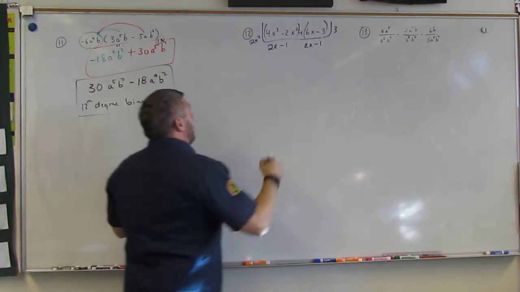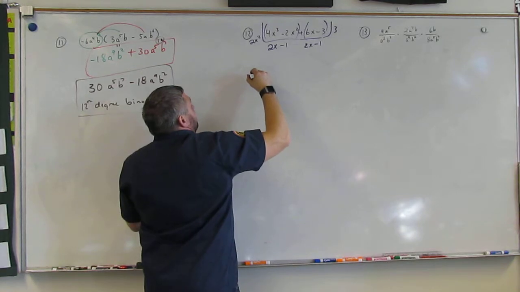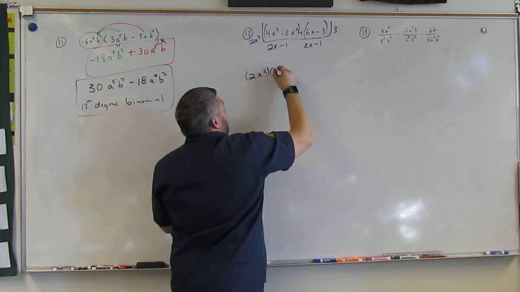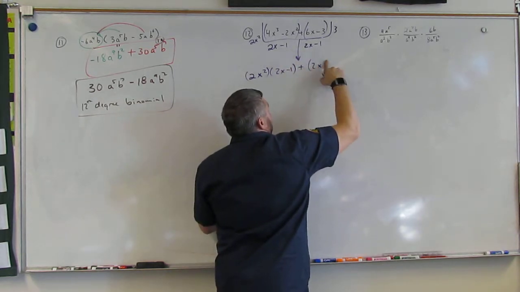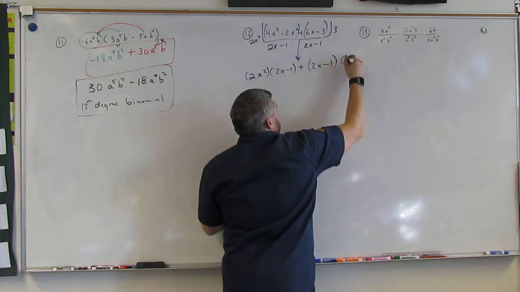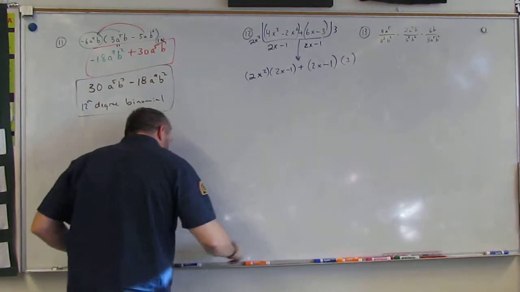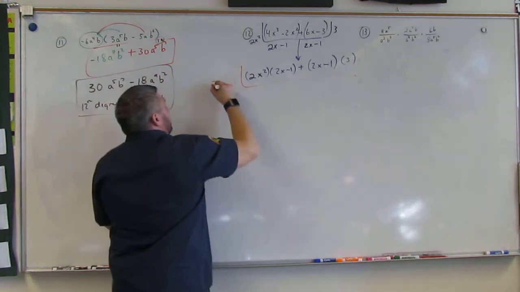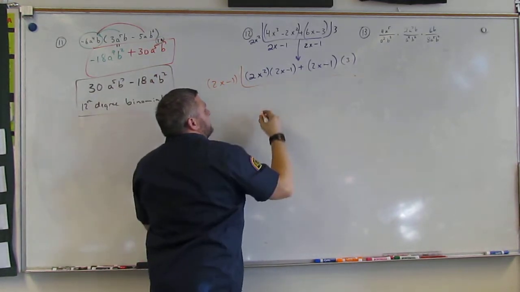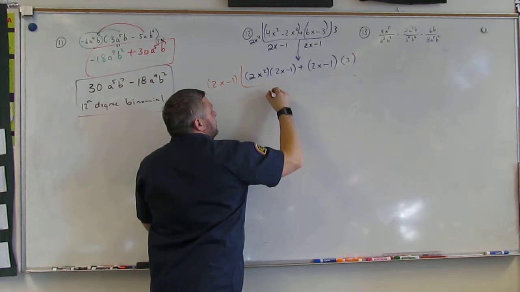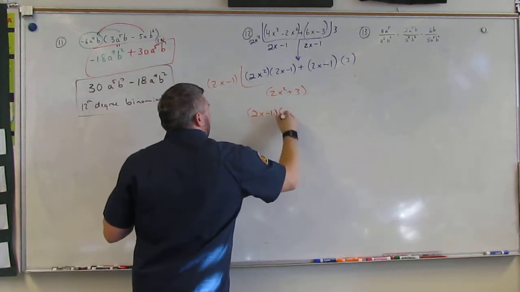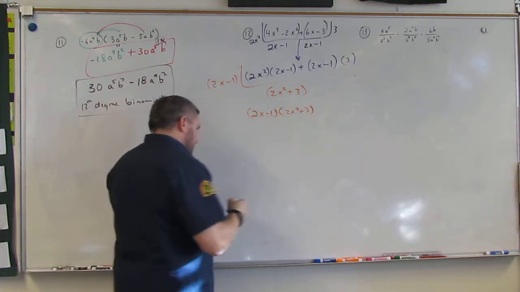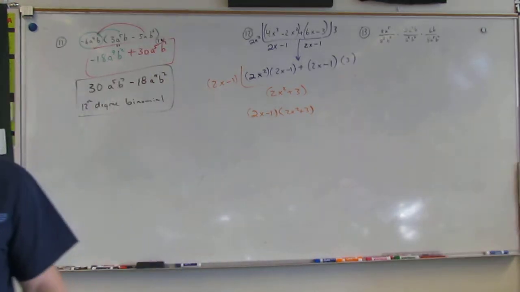Okay, all right, so that's 2x squared times 2x minus 1 plus 2x minus 1 times 3. So what are we going to pull out? 2x minus 1. Right? And what's left? 2x squared plus 3. So those are your factors: 2x minus 1 and 2x squared plus 3. So if it asks you for a factor, those are two of them.